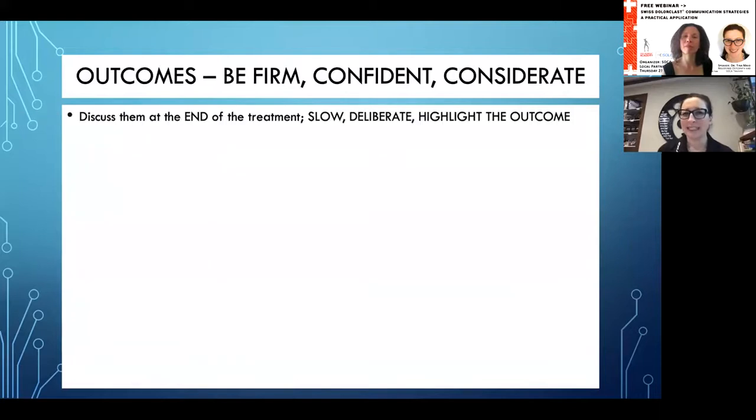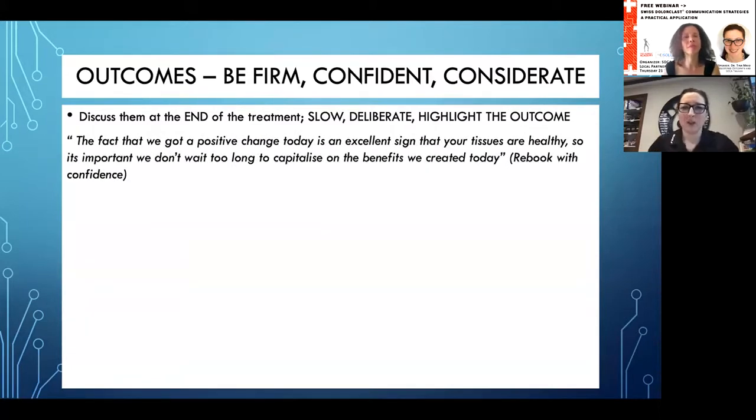Outcomes, really important. Be firm, be confident, be considerate. So discuss them always at the end of the treatment. When you speak to them and you're talking about outcomes, be slow, be deliberate, highlight the outcome. So the fact that we got a positive change today is an excellent sign that your tissues are healthy. That's a tick. So it's important we don't wait too long to capitalize on the benefits we created today.